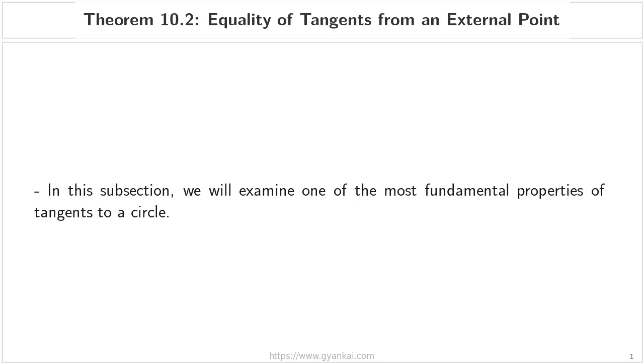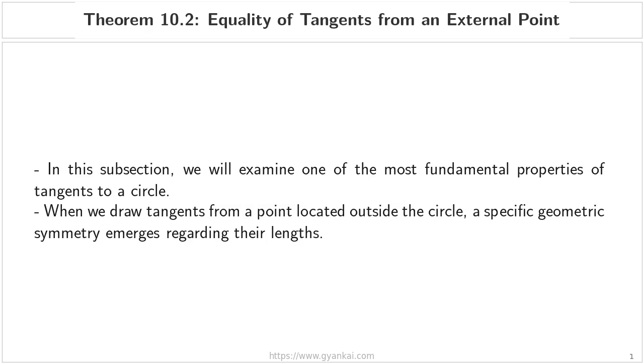Welcome, everyone. Today, we are going to dive into a very important topic in circle geometry. In this subsection, we will examine one of the most fundamental properties of tangents to a circle. As we move through this lesson, you'll see that when we draw tangents from a point located outside the circle, a specific geometric symmetry emerges regarding their lengths. This symmetry is the key to understanding the theorem we are about to prove, so let's pay close attention to how these lines relate to one another.